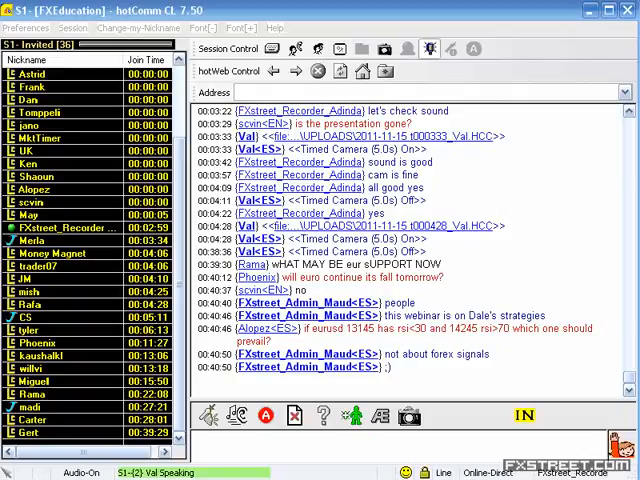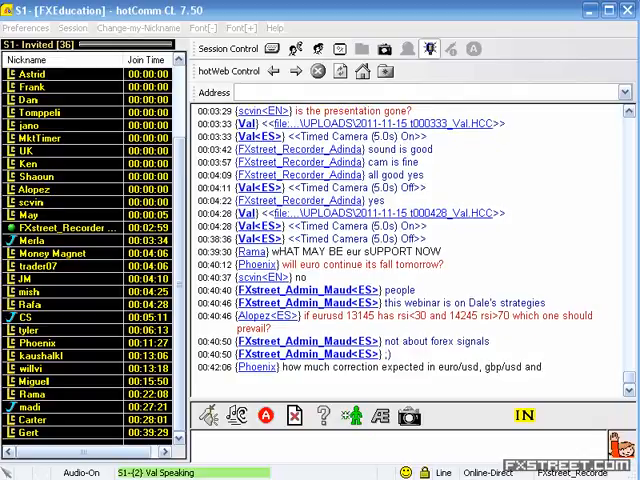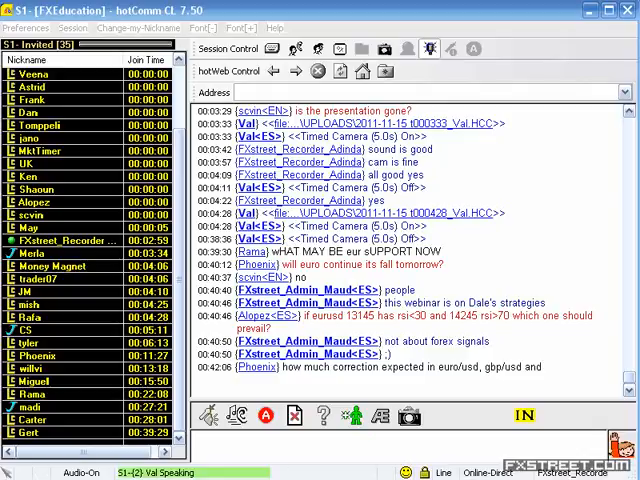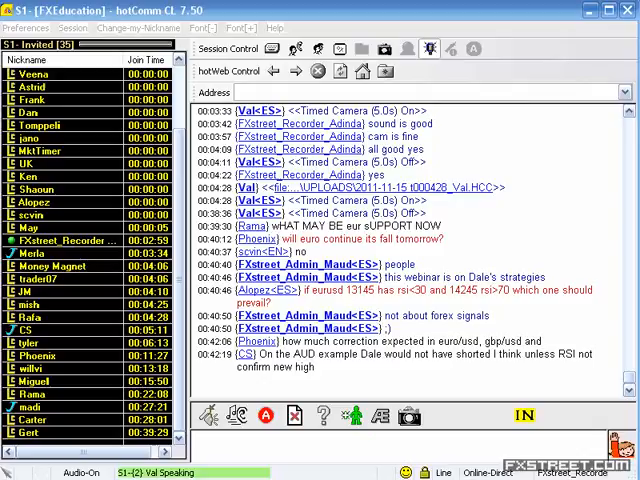Okay. No questions, no comments. Are you sure? Okay then. I'm not expecting corrections, Phoenix, in euro or pound or any other currency. I would expect dollar to continue to gain ground.